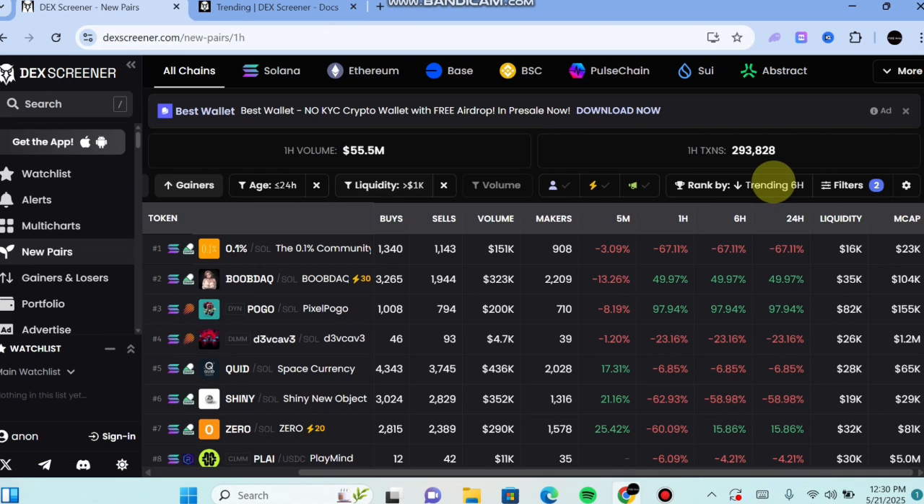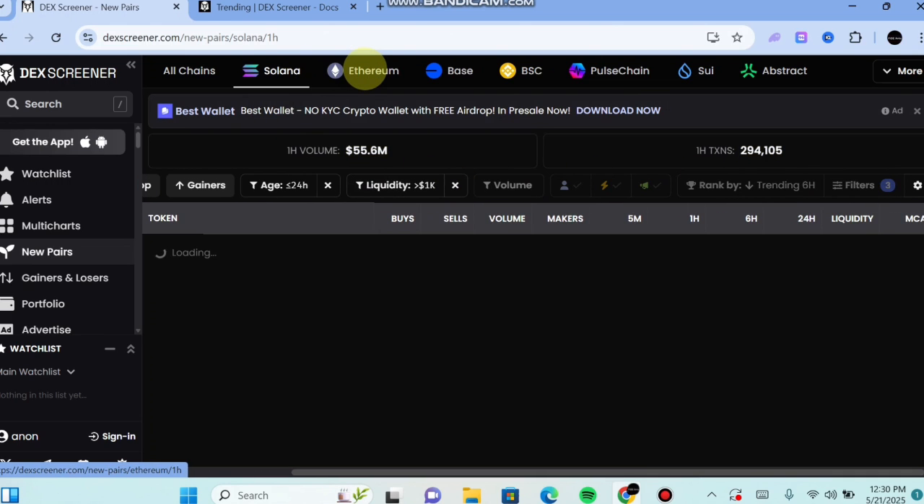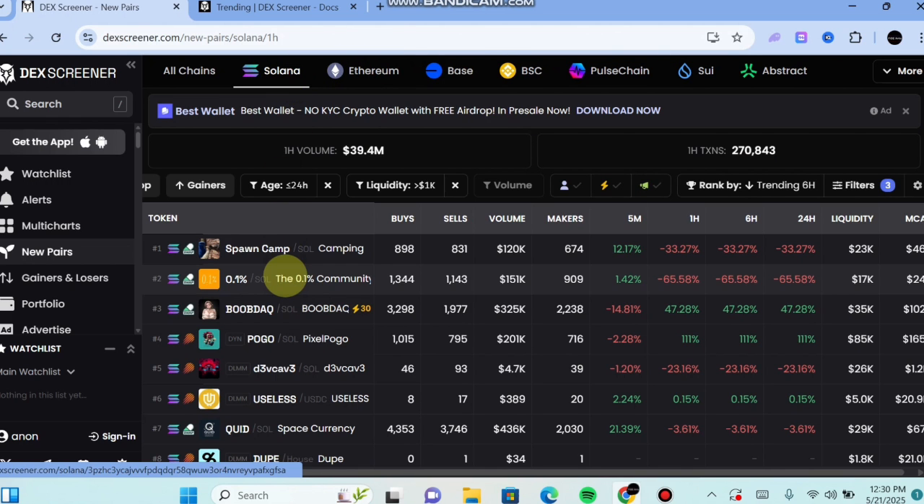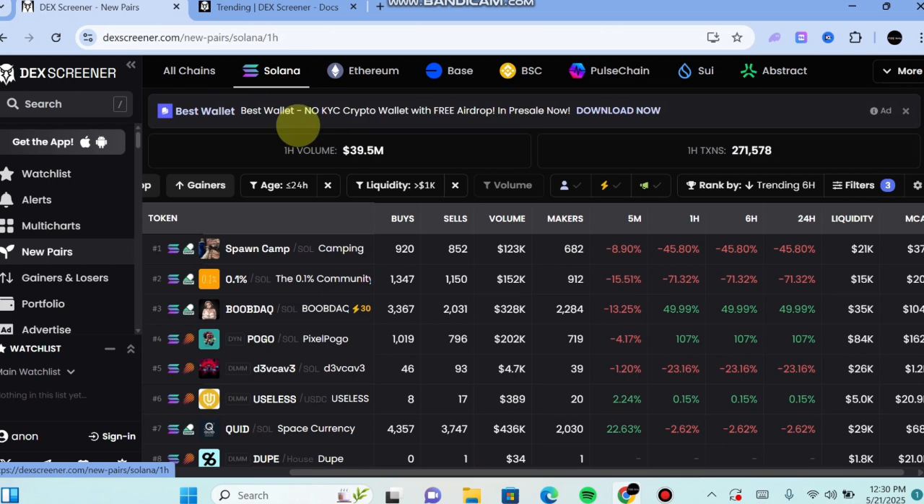Also, there's an important thing you should know. Right here are the different blockchains. We have Solana, Ethereum, Base, all of that. We often trade Solana because Solana is where most of the volume is, where most people trade. You get a lot of volume on Solana and a lot of coins too, so you can easily make money by trading Solana meme coins. That's why, before you choose any meme coin you want to trade, ensure you put it on Solana.